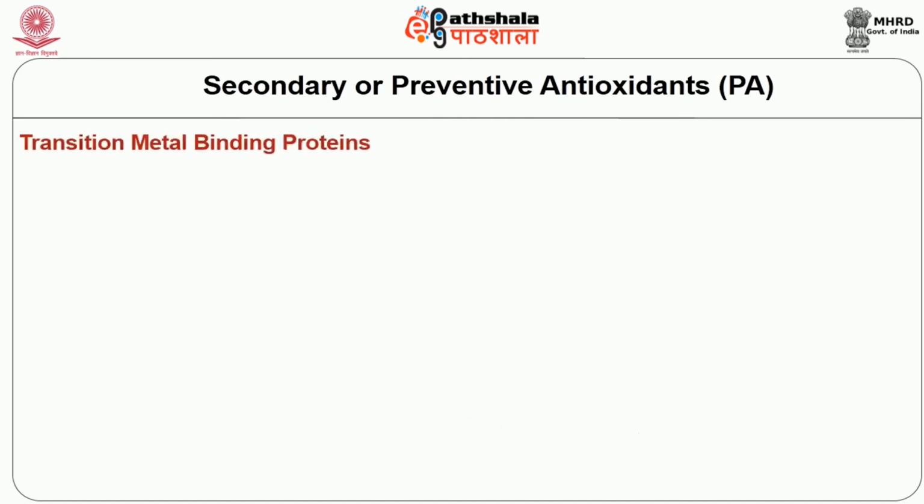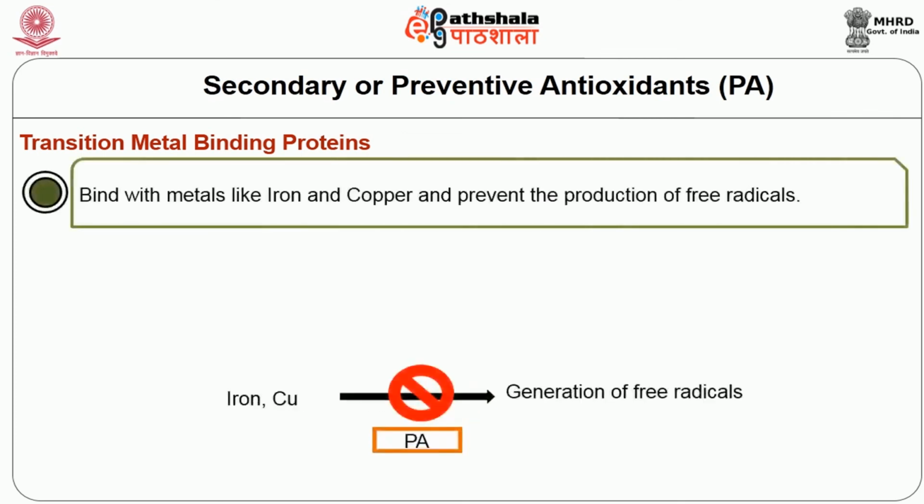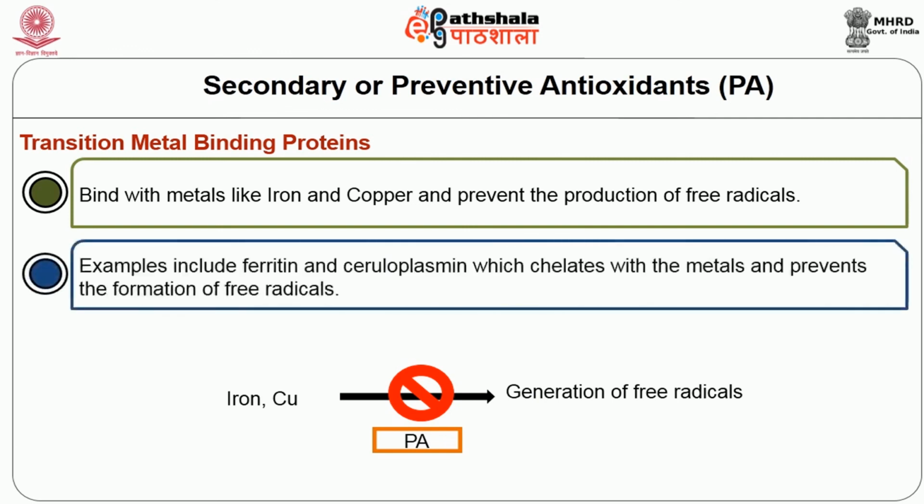The transition metal binding proteins, which are also a class of preventive antioxidant, bind with metals like iron and copper and prevent the production of free radicals. Examples include ferritin and ceruloplasmin, which chelate the metals and prevent the formation of free radicals.